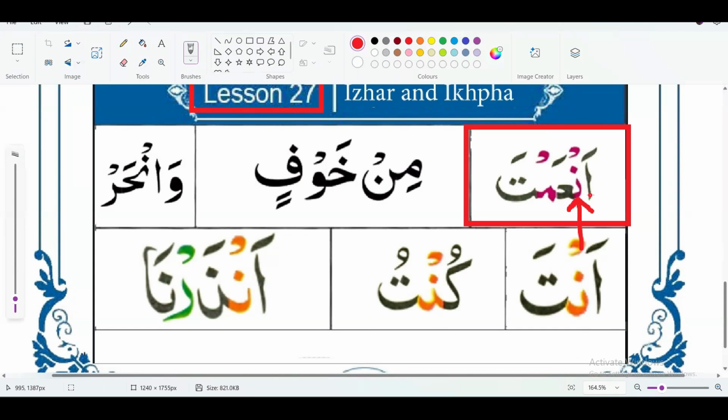Remember, Gunna means the nasal sound, that is, to hide your voice in your nose. So we don't hide our voice in our nose here. We don't read it like that. We read clearly, like an, ta. Do you understand?